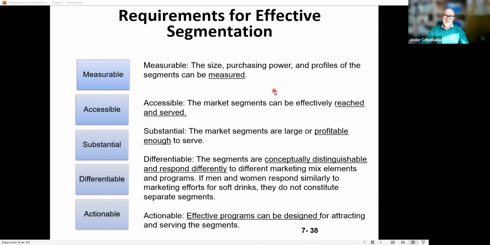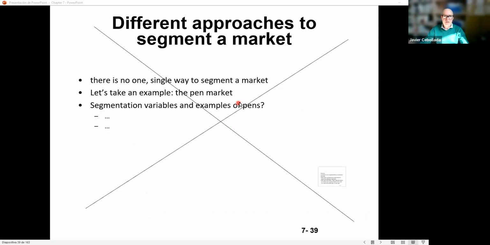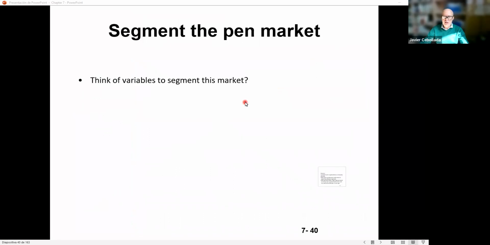Of course, for a segmentation to be effective, it has to, let's say, accomplish some requirements like these ones. Okay, so for example, just to give one example, the segments should be accessible, because if they cannot be reached or they cannot be served, it doesn't make any sense that we define those segments. Okay, so I leave this exercise for you. I would like you to think of variables to segment the pen market. So this will be like an exercise for yourselves. Okay?